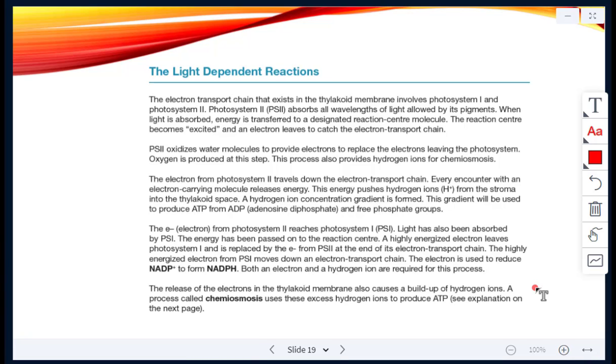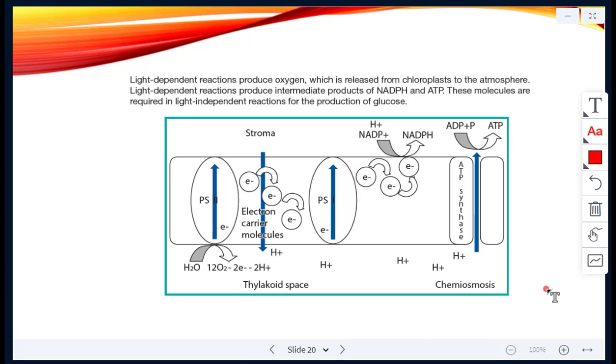Then, during chemiosmosis, the release of the electrons in the thylakoid membrane also caused a buildup of hydrogen ions. So during chemiosmosis, these excess hydrogen ions are used to produce ATP. So here we're looking at the ATP synthase, which is right here. ADP plus a free phosphate forms ATP. This is the thylakoid space in this diagram. This is the stroma.